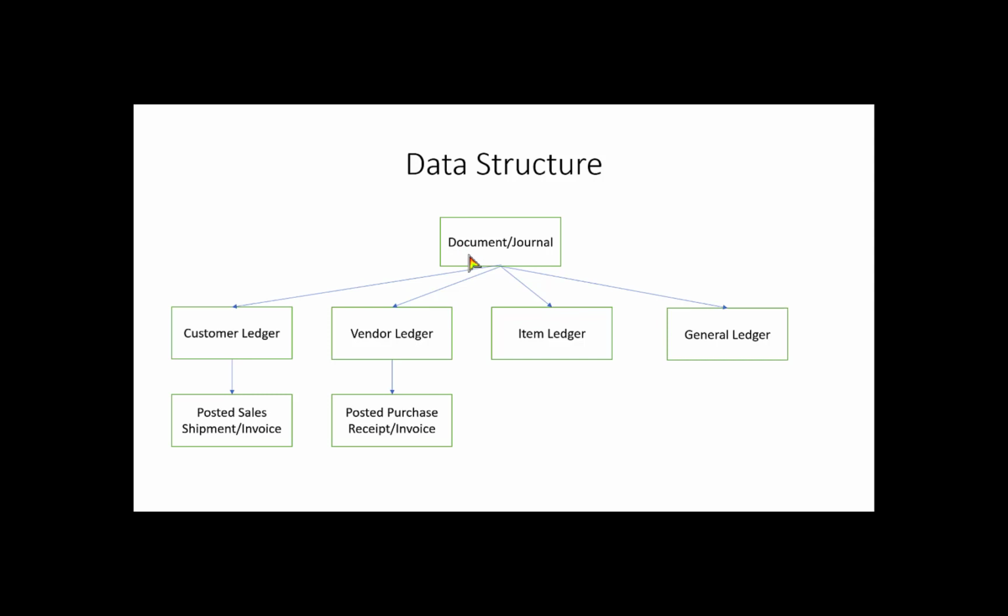If I take a document like a sales order and I post it and I ship it and then I invoice it, what's it going to do? Well, it's going to flow to my customer ledger to create an accounts receivable invoice. A copy of that invoice or shipment will be copied over to the posted sales shipment table and the posted sales invoice table. So you get 2 separate documents there, posted documents. And then you would also, if you're selling inventory items, you would also update the item ledger.